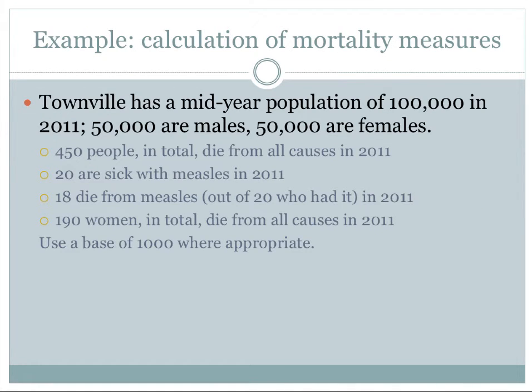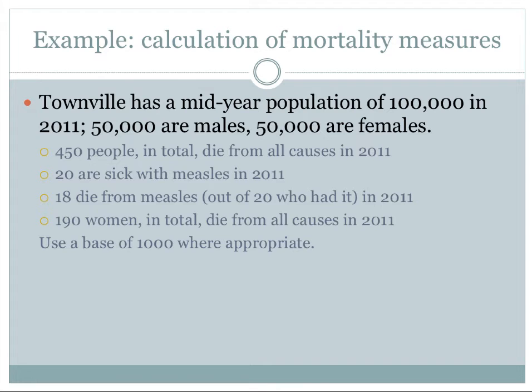So let's solve a mortality word problem. So here we have Townsville, mid-year population 100,000. If we had to separate it by gender, it would be 50,000 males and 50,000 females. We know that 450 people in total die from all causes in 2011. 20 are sick from measles in 2011. Of those 20, 18 die from measles in 2011. And then 190 women in total die from all causes in 2011.